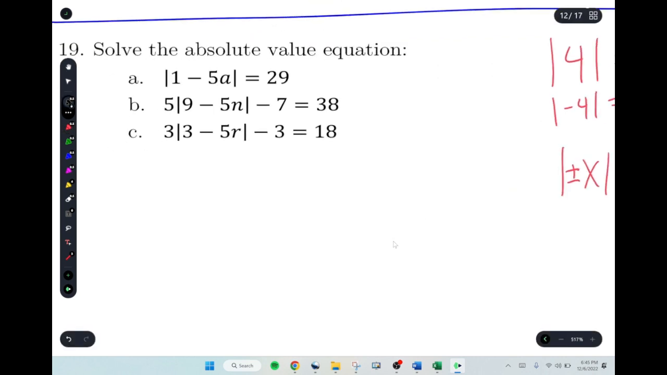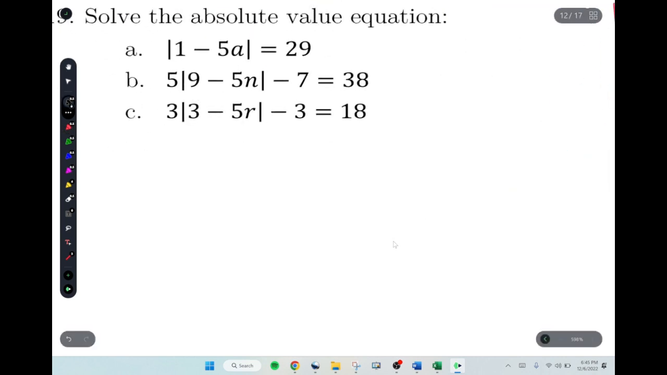Okay, so here we go. B, because it has that extra thing on the side. A is a little too easy.